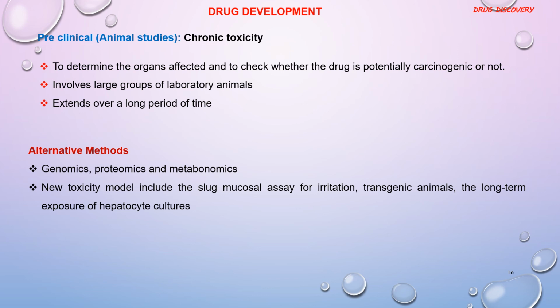Presently, there are alternative methods too for the clinical studies. Example, genomics, proteomics, and metabolomics, plus use of certain transgenic animals and cell culture lines. These I had discussed while discussing alternatives to animal use in toxicology.